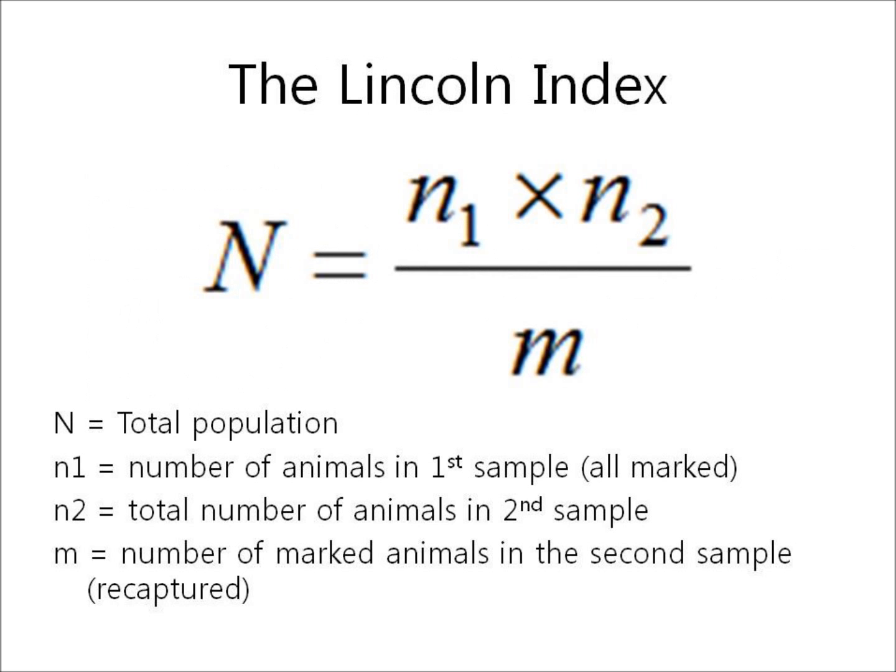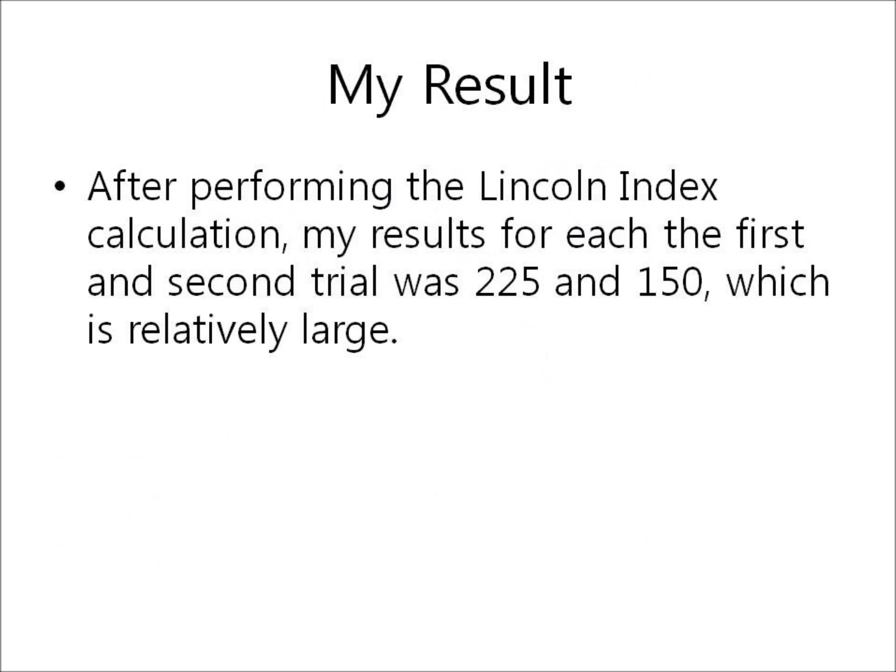The Lincoln index is: the total population equals the number of animals in the first sample that are all marked, multiplied by the total number of animals in the second sample, divided by the number of marked animals in the second sample that are recaptured. It is visible on the screen, as you know.